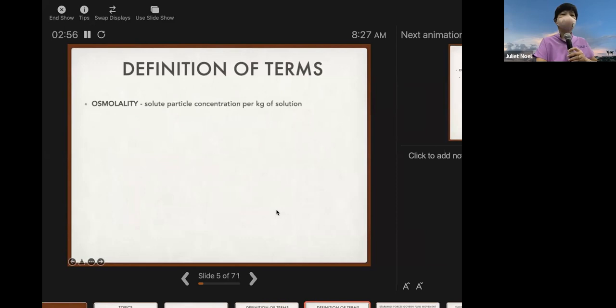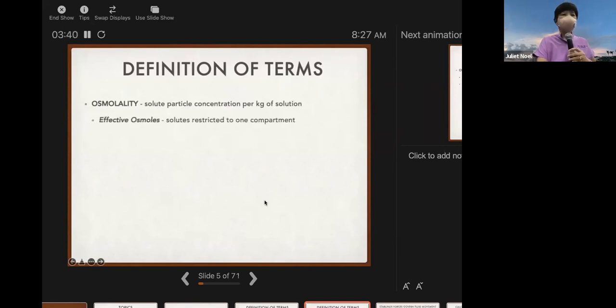Then let's define osmolality: particle concentration per kilogram of solution, as compared to osmolarity, which is the solute particle concentration per liter of solution. Remember, osmolality is stable. If you change the heat, the weight will still be the same. The volume might expand when you boil something. When you boil water, it will expand, so the osmolarity will change. So osmolality is more stable.